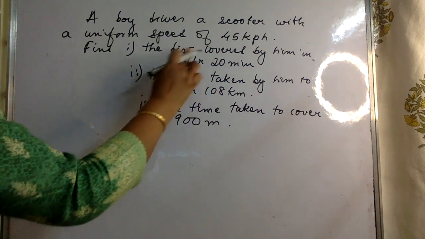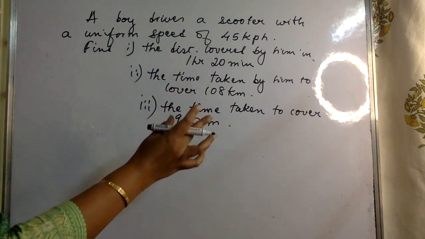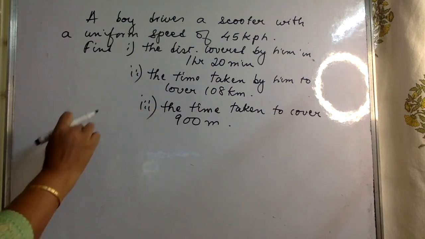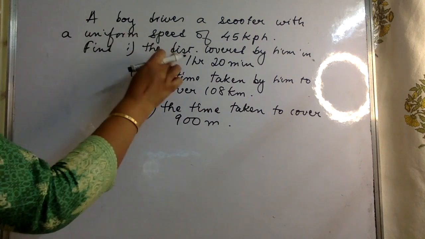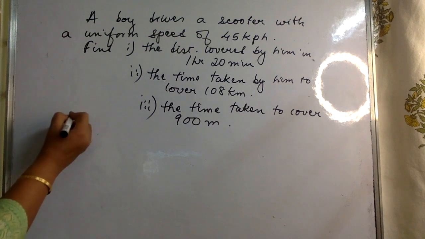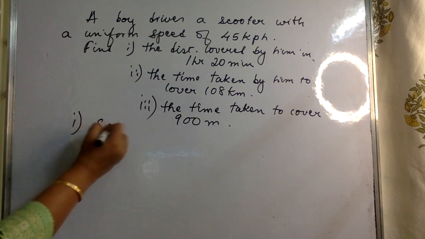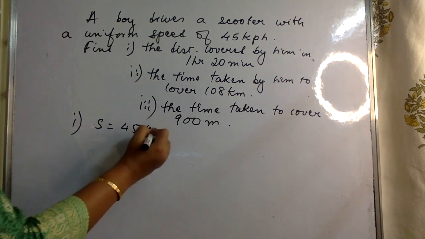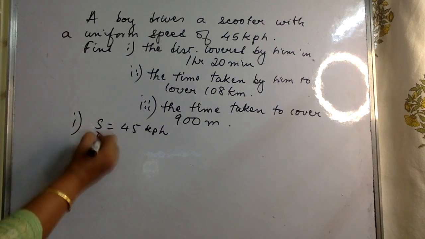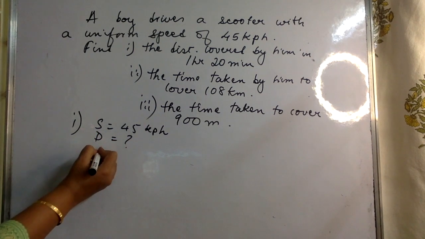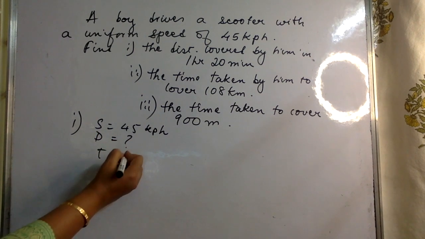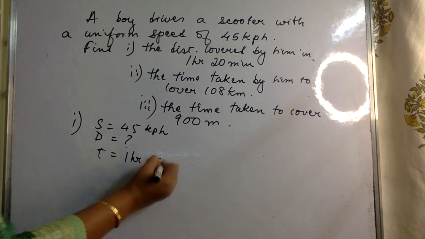Okay, distance covered by him in 1 hour 20 minutes. So here some time is given, distance is asked. So first what we'll do is, we'll write speed 45 kph. And distance we have to find, so question mark, and time is what? Time is 1 hour 20 minutes.